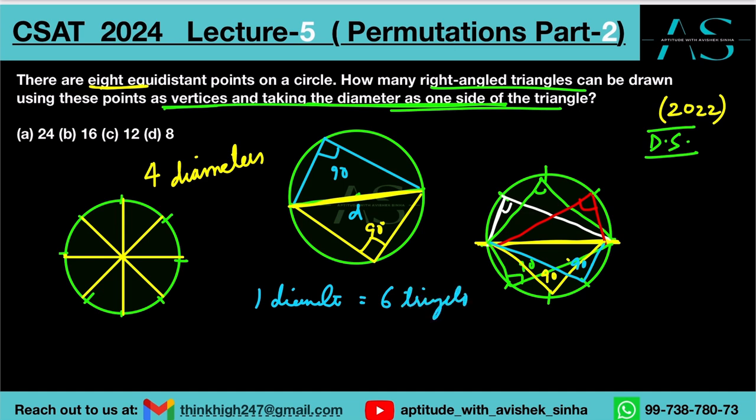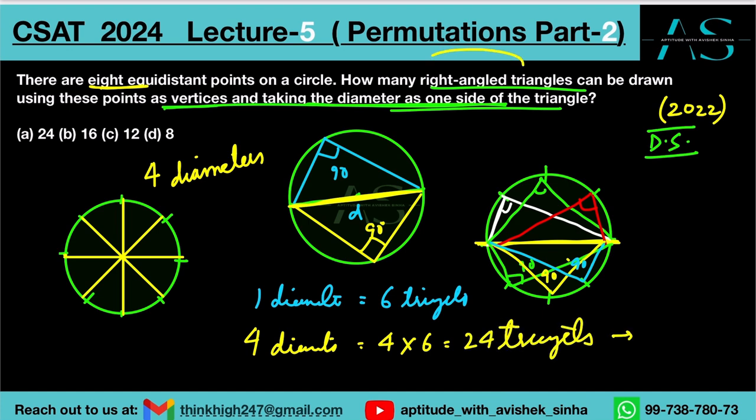How many diameters do we have? We have 4 diameters here. So with 4 diameters, I would be drawing 4 into 6, which is 24 triangles. And these 24 triangles will be right angle triangles because of the property of triangle. Since we are taking the diameter as one of the sides, always the angle opposite to the diameter will be 90 degrees. So there are 24 triangles that can be drawn.